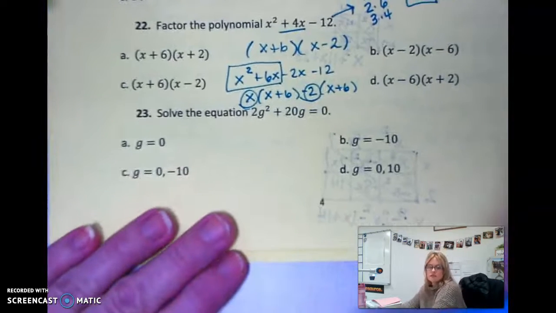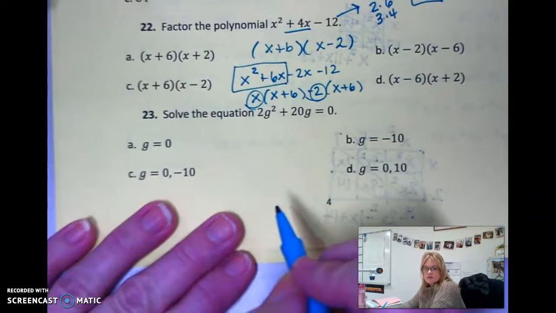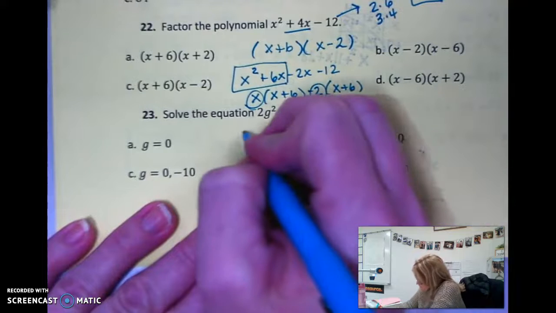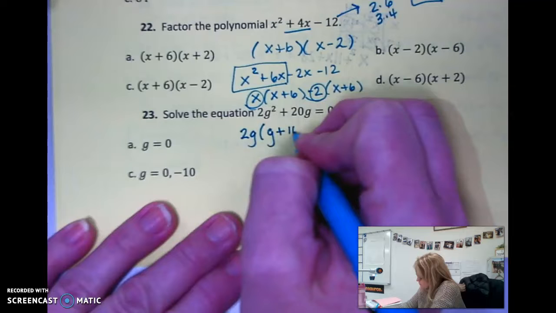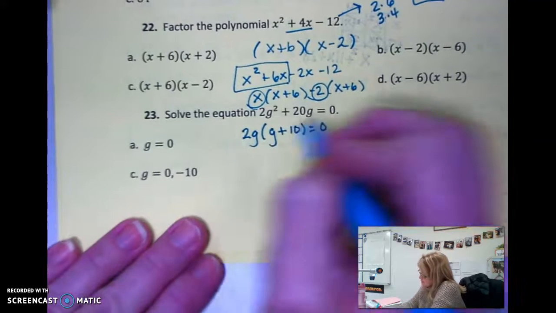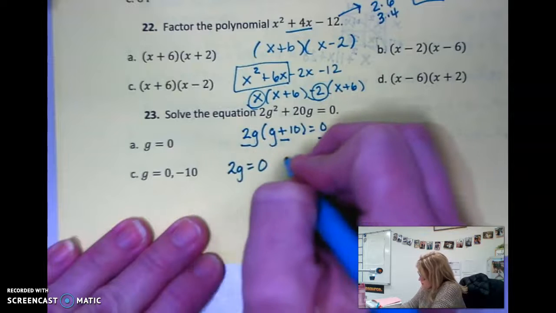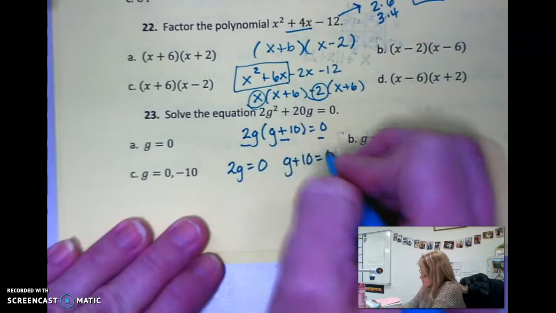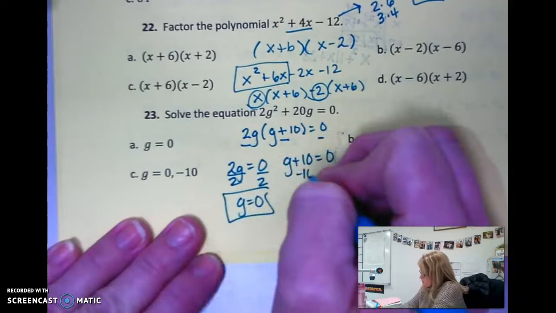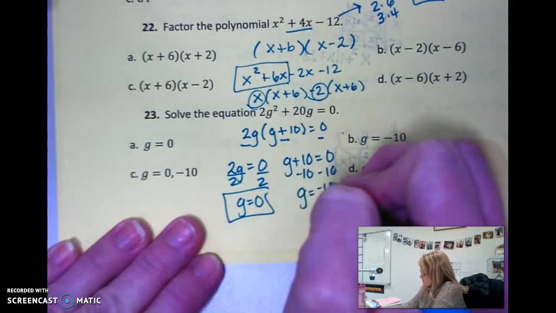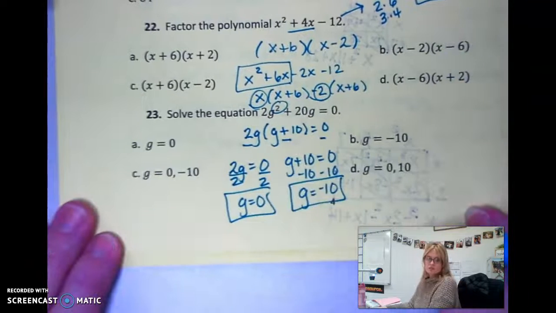To solve the equation, we're going to do the same thing. Remember, we always look for one side equal to 0. Second step is look for a GCF. The GCF here is 2g. So when I take that out, I get a g plus 10. And now I have the zero product property. Something times something equals 0. So 2g equals 0, or g plus 10 equals 0. When I solve this equation, g equals 0. And when I solve this equation, g equals negative 10. Why do I have two solutions? Because of the g squared.